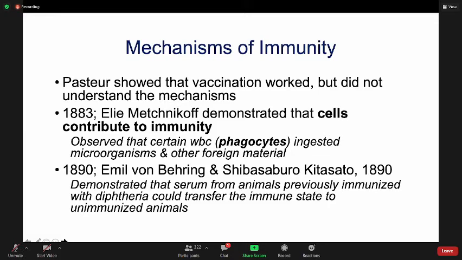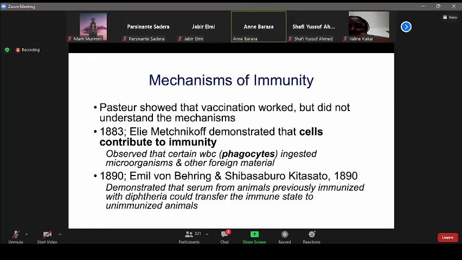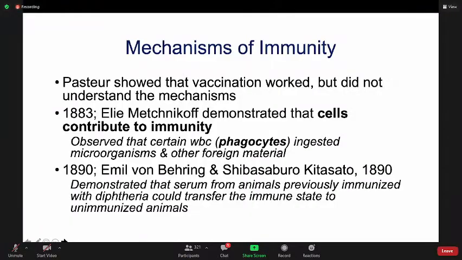Okay, and then in the 1890s, the German scientist von Behring and Kitasato from Japan, and I think they are Nobel Prize winners, demonstrated that it is actually something soluble in serum. So it's the serum which is responsible for immunity. They were able to demonstrate that if you take serum from animals that had been immunized with diphtheria and transfer that serum to unimmunized animals, then those unimmunized animals now became protected from diphtheria. So that's when the two concepts came into play.